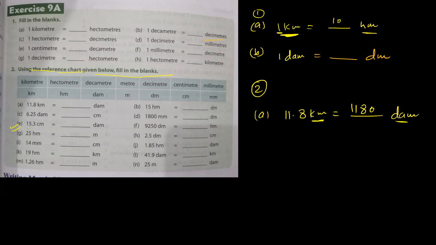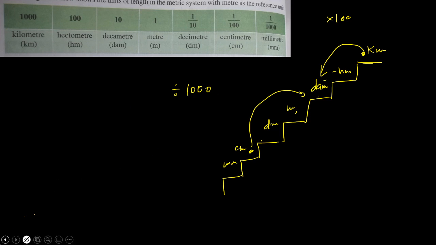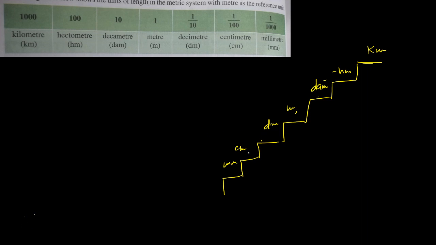Now let us do one more question. Question E is 15.3 centimeter and you have to convert it into decameter. So you are standing now on centimeter, and you have to convert it into decameter. So you are going up, you have to divide. How many stairs? 1, 2, 3. So you have to divide by 1000.